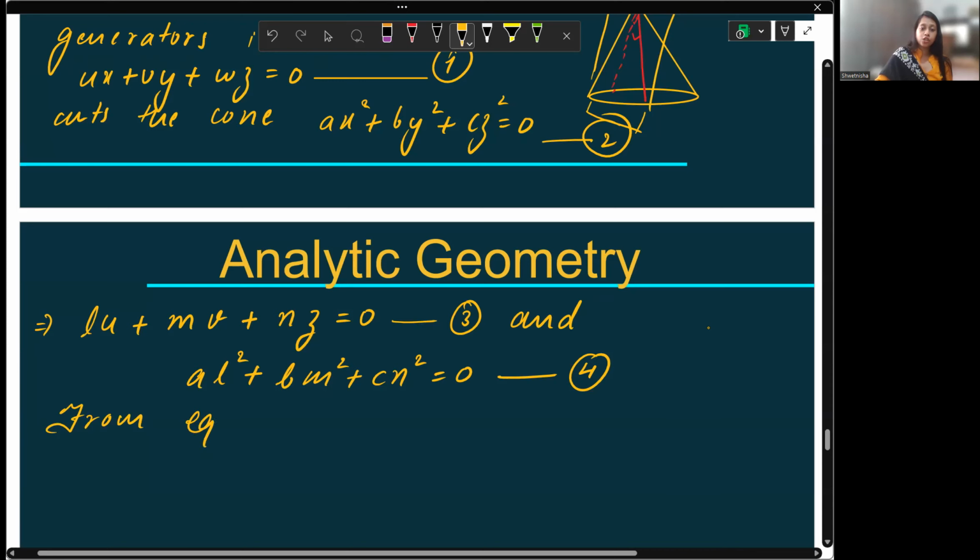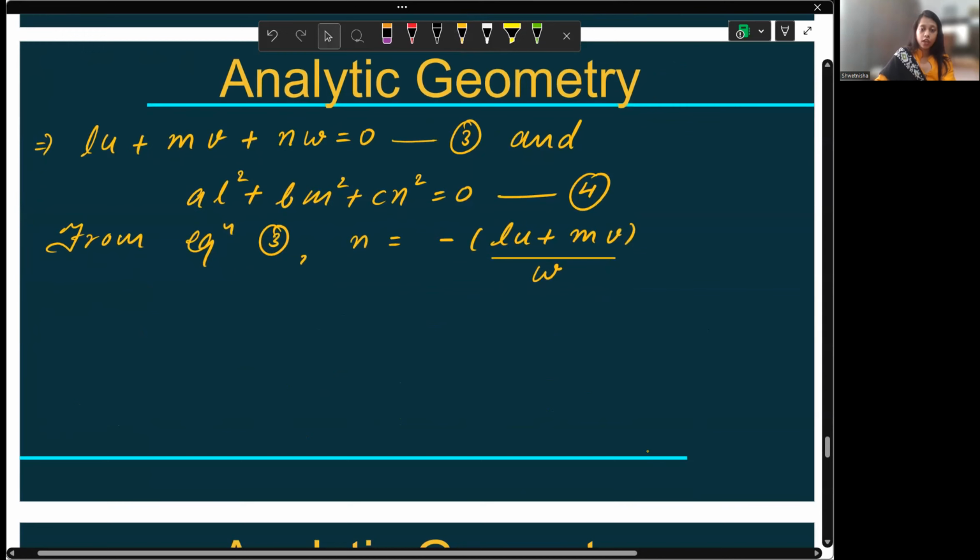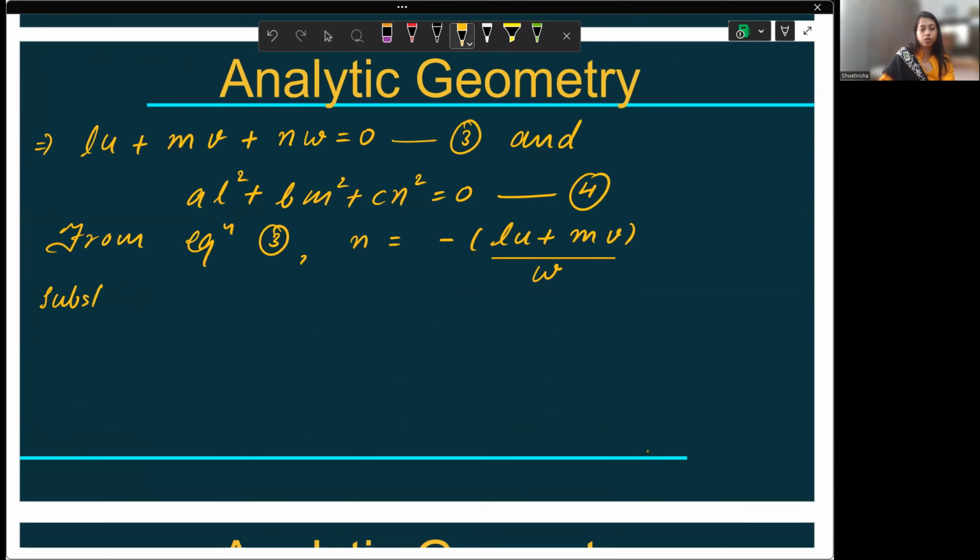So from equation 3, what is the value of N here? That is minus of Lu plus Mv divided by W. Sorry, that should be W. So this is the value of N. Put in equation 4. So substituting in equation 4.